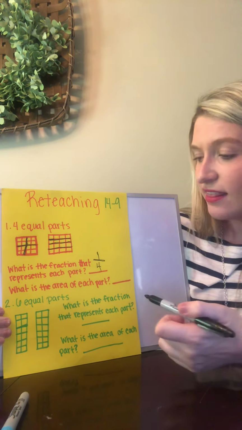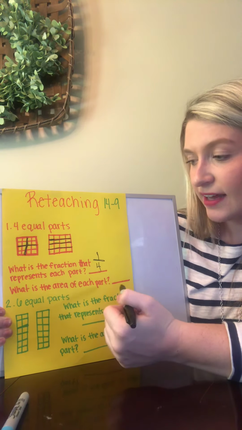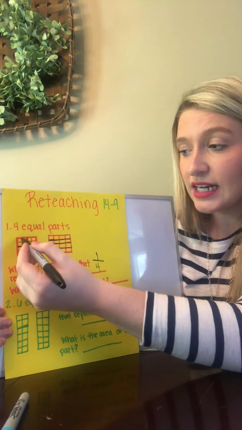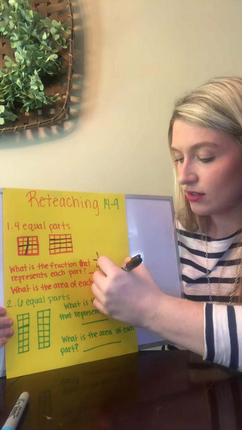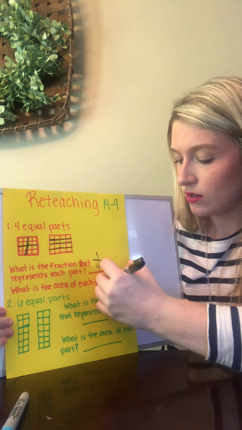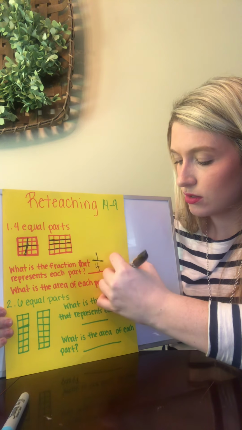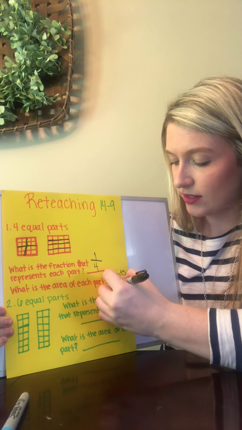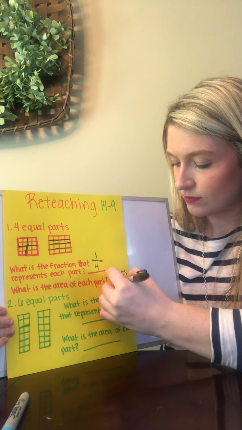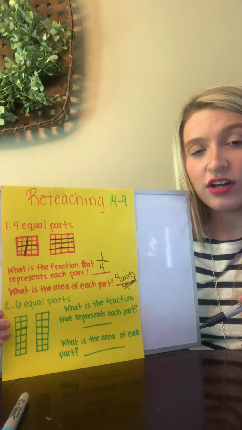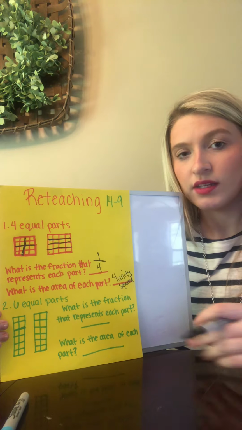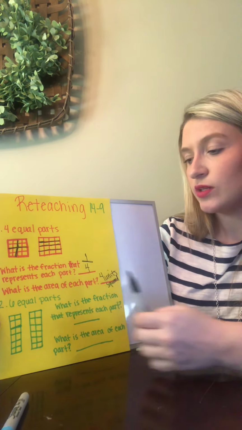Okay? And then it says, what is the area of each part? Well, we counted our squares, and when we counted our squares, we got 4 units squared. So we should have gotten 4 units squared there. And let's look at our last one.